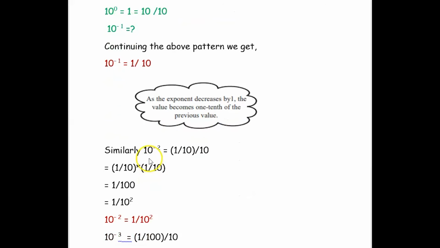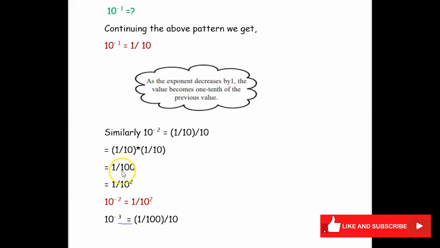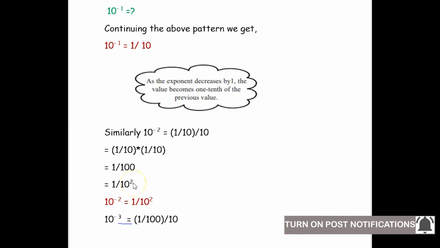Similarly, for 10 raised to the power -2, our previous answer is 1 divided by 10. It is further reduced by 10th, so we multiply again by 1/10. So 1/10 multiplied by 1/10. In the numerator, 1 into 1 is 1, and in the denominator, 10 into 10 is 100. So our answer will be 1 divided by 100, which is nothing but 1 divided by 10 raised to the power of 2.